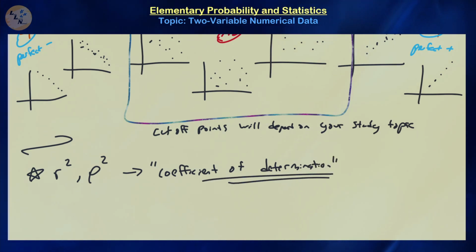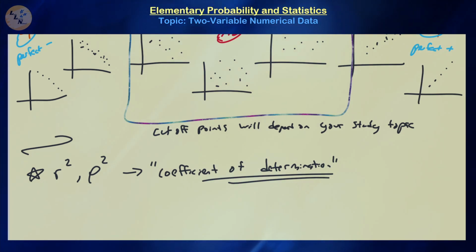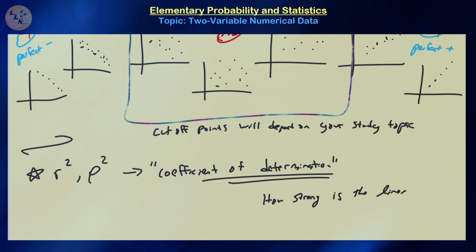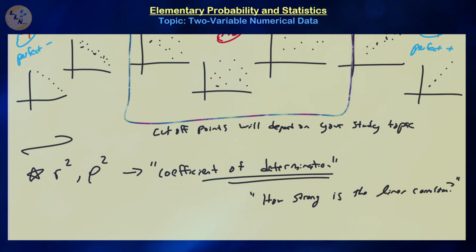And all the coefficient of determination does, it's the same as R, but it disregards the direction of the correlation. So it tells you how strong is the linear correlation. But it doesn't answer in which direction it is, positive or negative linear correlation. So it only asks that question.